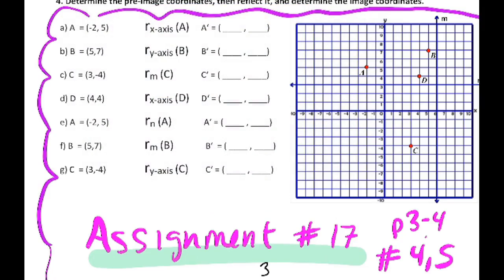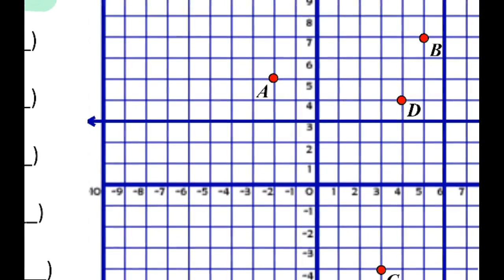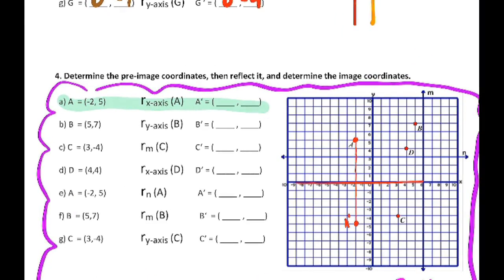All right, let's start off with question A. We're taking (-2, 5) and reflecting it over the x-axis. So it's 1, 2, 3, 4, 5. There's your A prime, which is located at (-2, -5).